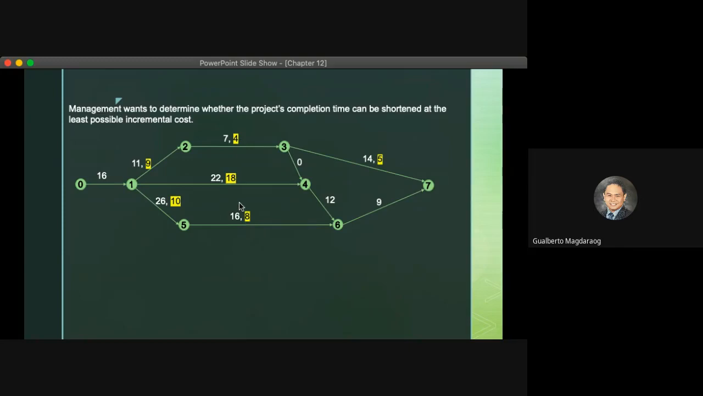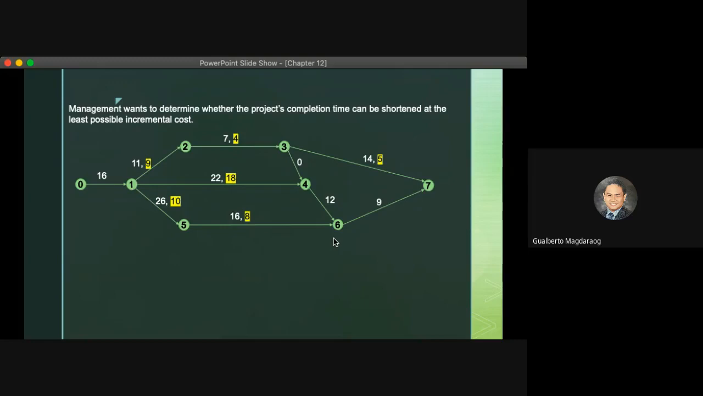So I highlighted the estimated shortened time for each of the activities. There are activities that we cannot shorten, and therefore they do not have the highlighted amount or figure. So only events 1 to 2 can be shortened from 11 to 9. Events 2 to 4 can be shortened from 7 to 4. Events 3 to 5 from 14 to 5 days. Events 1 to 4 from 22 to 18 days. Events 1 to 5 is 26 to 10 days. And 16 to 8 days for events 5 to 6.